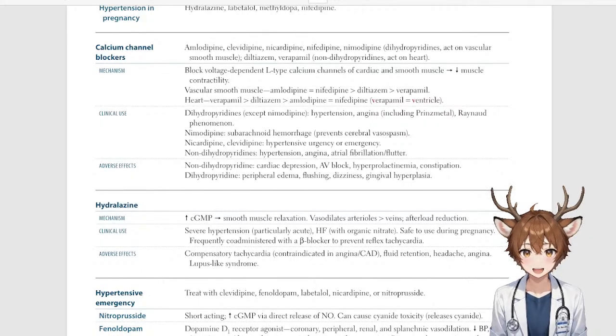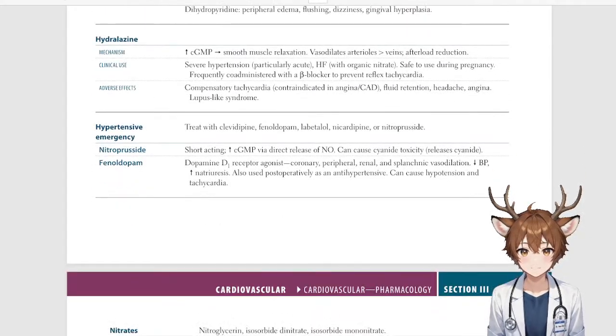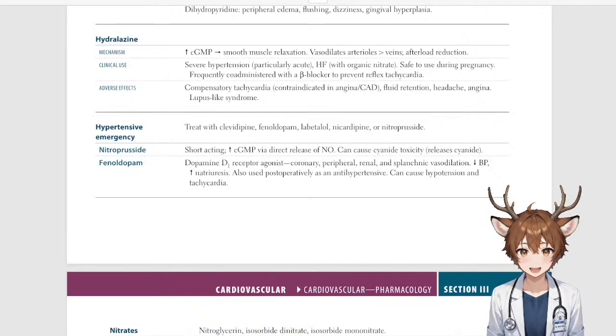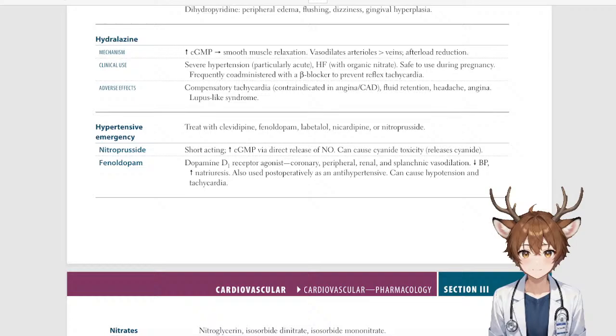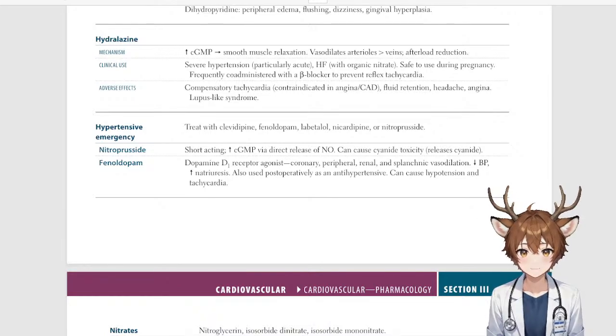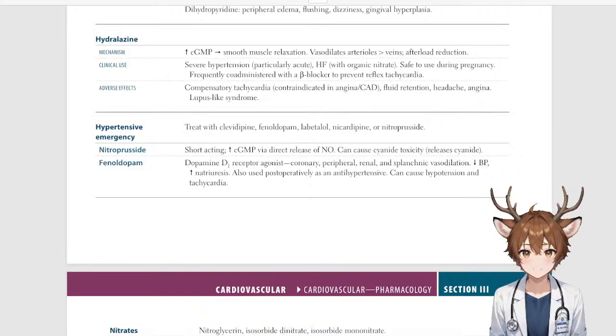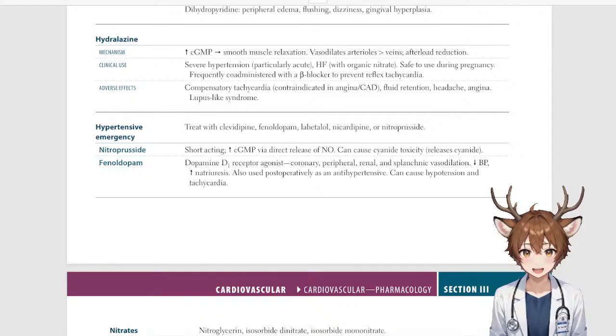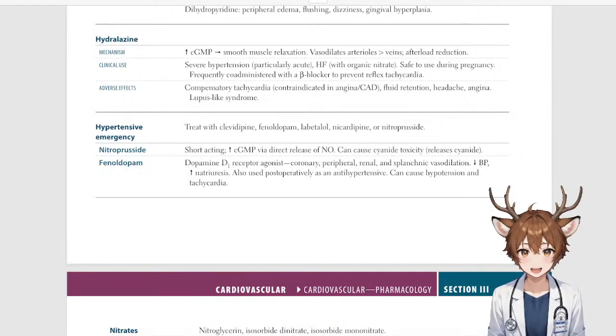Let's talk about hydralazine now. Hydralazine mechanism: increases cyclic GMP, leading to smooth muscle relaxation. Hydralazine vasodilates arterioles more than veins. Afterload reduction. Clinical use: severe hypertension, particularly the acute, heart failure with organic nitrate, safe to use during pregnancy, frequently co-administered with a beta blocker to prevent reflex tachycardia.